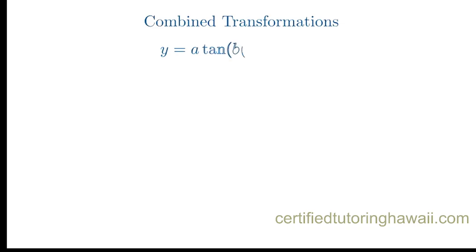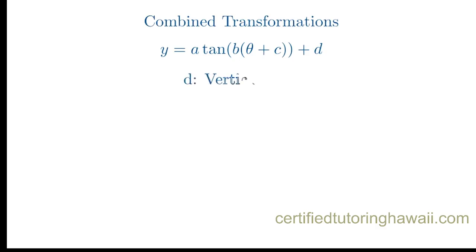Finally, we can combine all these transformations into a single comprehensive equation. This is the general form of a transformed tangent function. y equals a times tangent of the quantity b times theta plus c, all plus d. Each of the parameters, a, b, c, and d, controls a specific transformation, and they act independently.